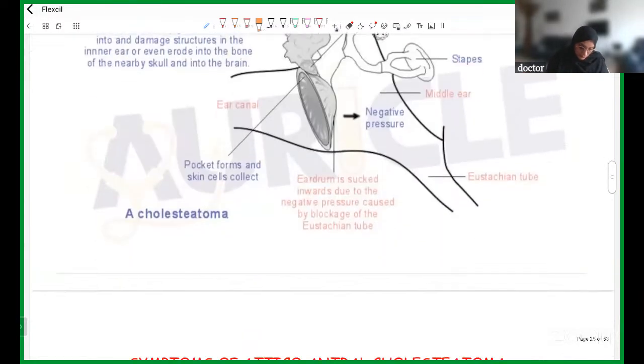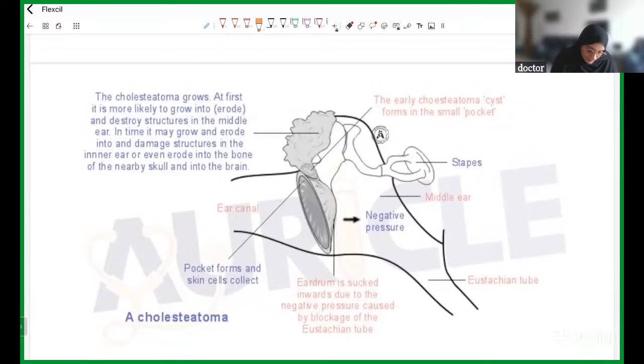Now, we have a diagram here where you can see this is the external auditory canal, and we have a tympanic membrane here and we have a retraction pocket. Pockets form and skin cells get collected here. Now you can see a negative pressure building up here. So cholesteatoma will grow. At first, it is likely to grow into and then destroy the structures of the middle ear. In time, it may grow and erode around the damaged structures in the inner ear and erode into the bone of the nearby skull and brain. So this is how, as I said, it will move back, it will move down, and then it will move medially.